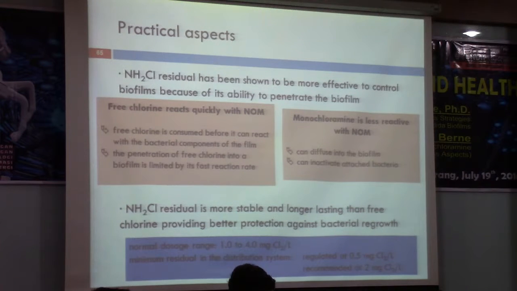Also, monochloramine is efficient in controlling the biofilm. I said before it was less effective than chlorine on planktonic cells, but because monochloramine doesn't react a lot with organic compounds, it can penetrate and diffuse into the biofilm and be more efficient with microorganisms in the biofilm.